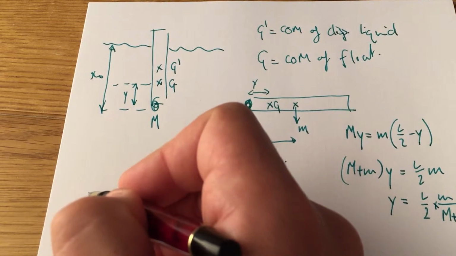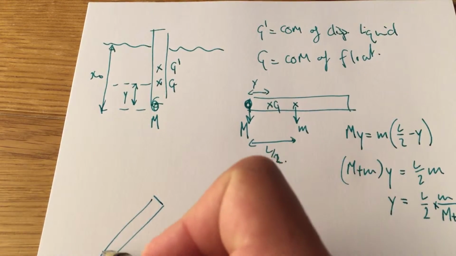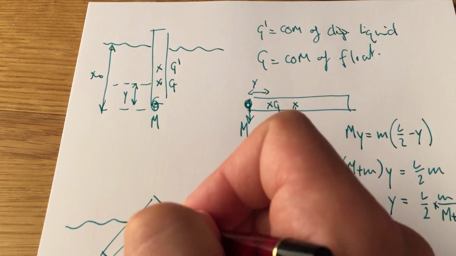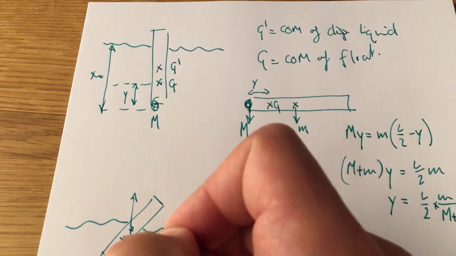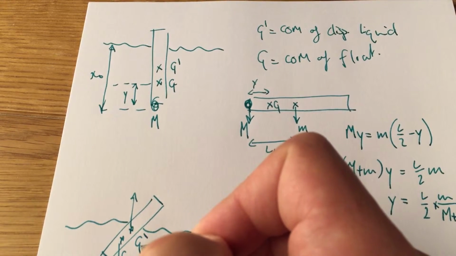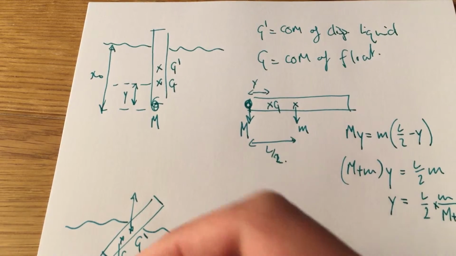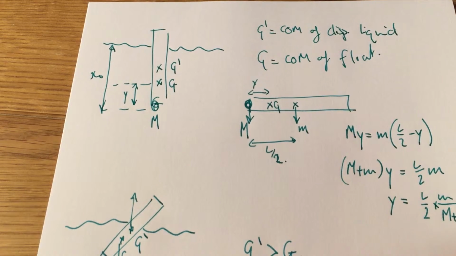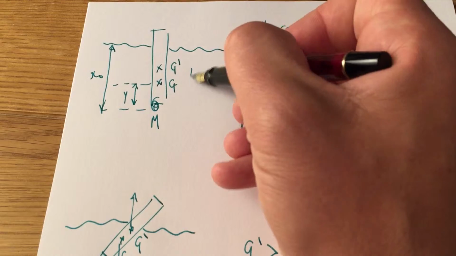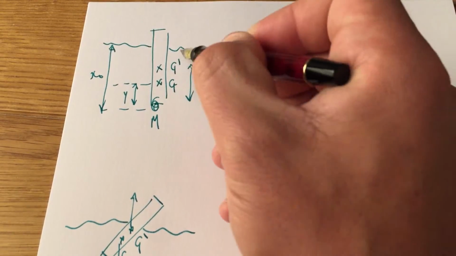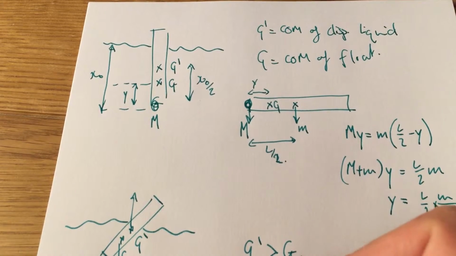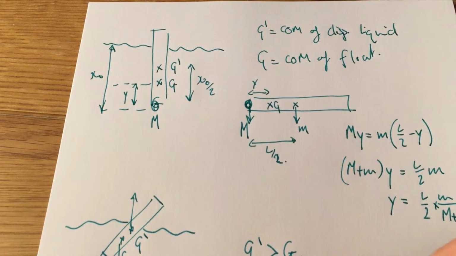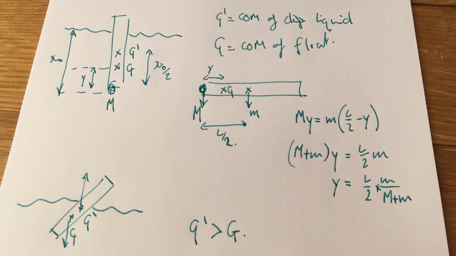Now we said in order for it to float, we don't want G dash to be any higher than G, otherwise it will rotate over. So we say G dash must be greater than G, the height. We know G dash is x naught over 2 because it's in the middle of the liquid that's displaced. So x naught over 2 must be greater than y, or x naught over 2 must be greater than L over 2 times M over (M plus m). Let's get that into shot.